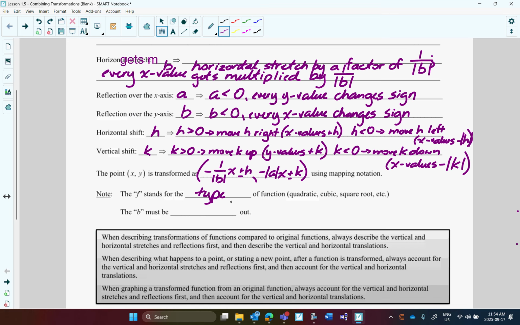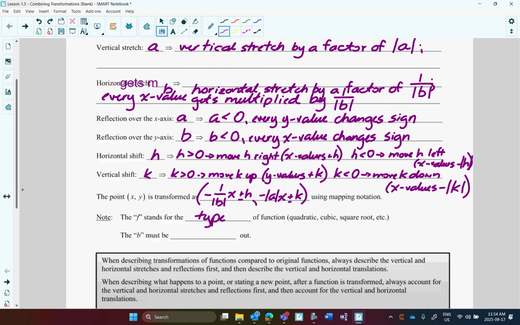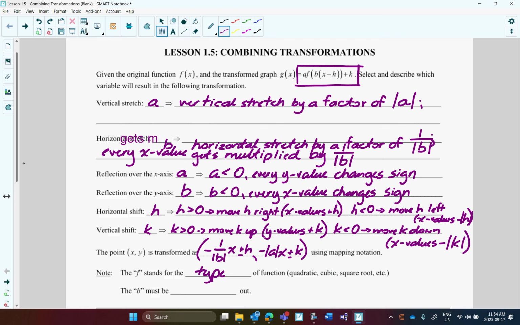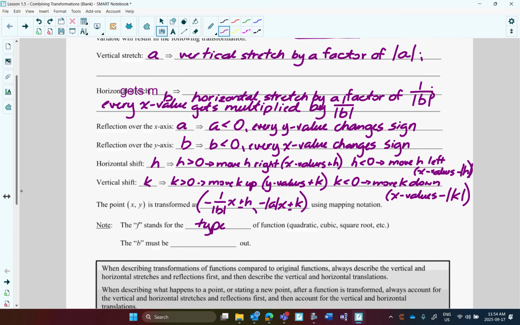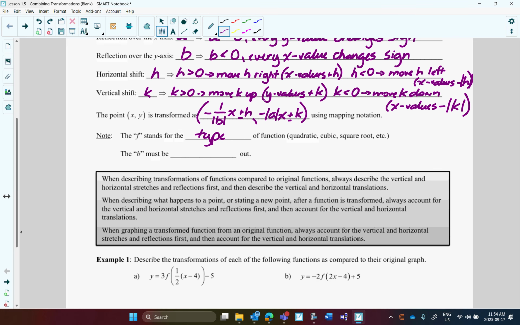And the b, we haven't talked about this yet, but inside the function, the b must be factored out. And I'll show you an example in a second about when you're going to have to do a factoring. And it's actually GCF factoring. It's pretty straightforward.